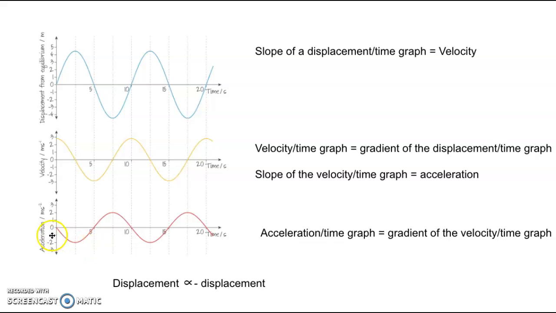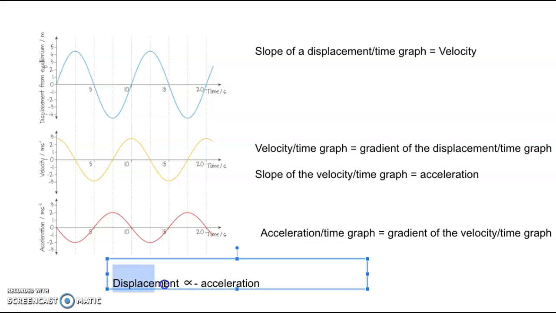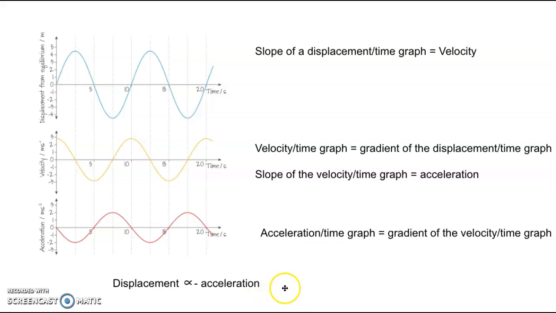Now what's really interesting is now if we compare this acceleration time graph to this one, what we can see is that it's the same. It's reversed, right? So you can see that where this is a peak in the maximum, this is a peak in the minimum. So what you have is that displacement is proportional to minus acceleration. The graphs actually demonstrate this rule. Now that is the beginning of the actual defining rule for simple harmonic motion, but we're going to carry on with that in lesson 2.